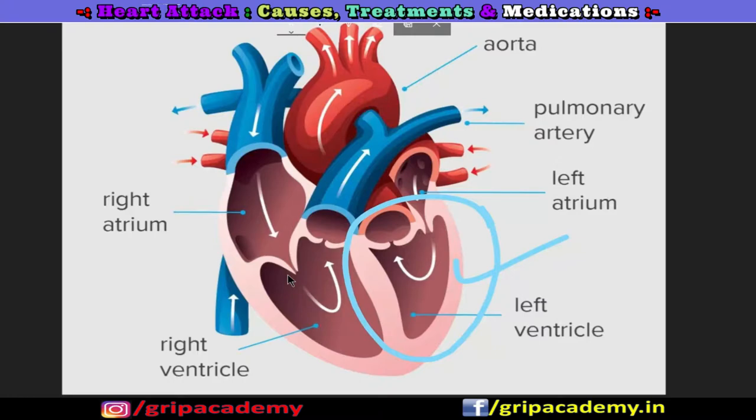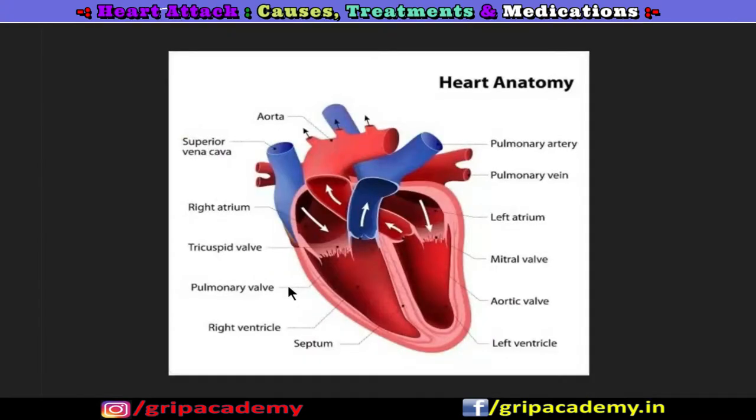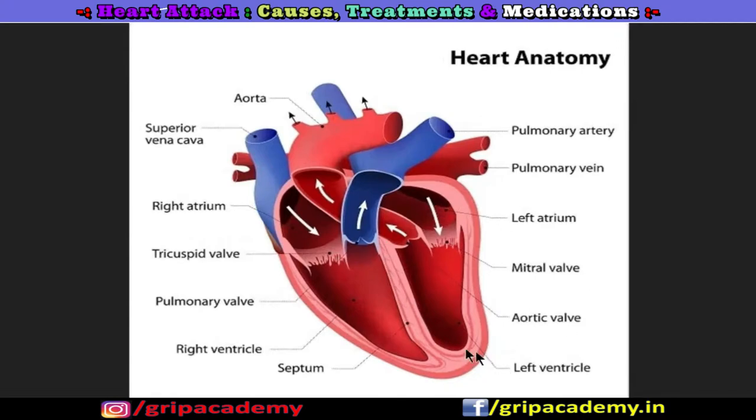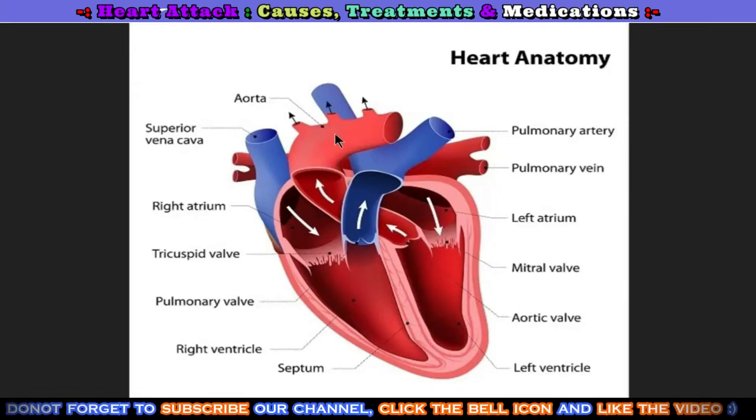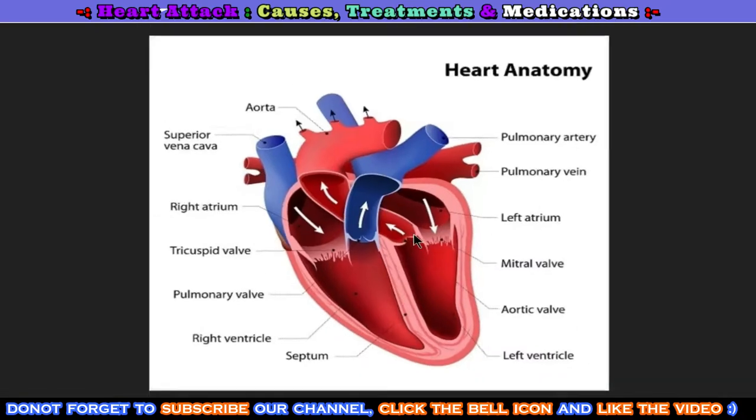When this left ventricle contracts, it sends the oxygen-rich blood to our complete body through this large artery called the aorta. This is the largest artery. Through this aorta, the blood will be pumped to the different parts of our body. Another picture here clearly shows that when the left ventricle is contracting, it is pumping the blood through the aorta to different parts of our body.